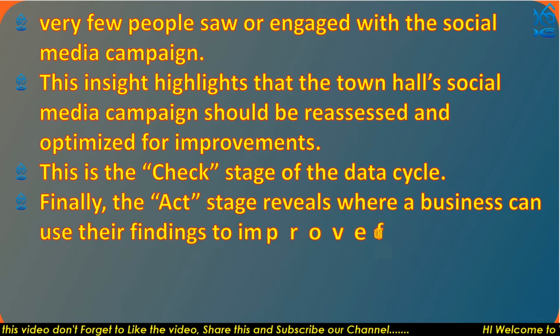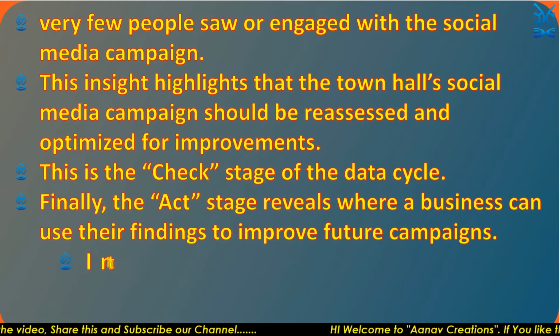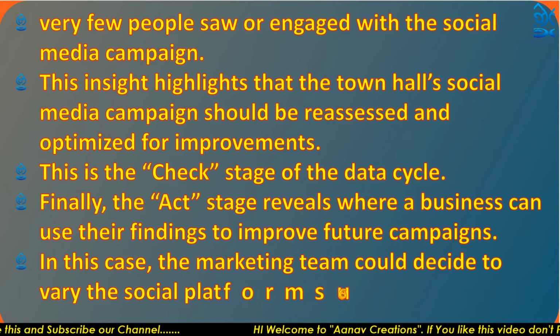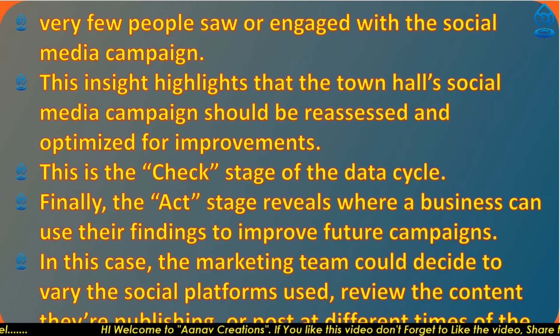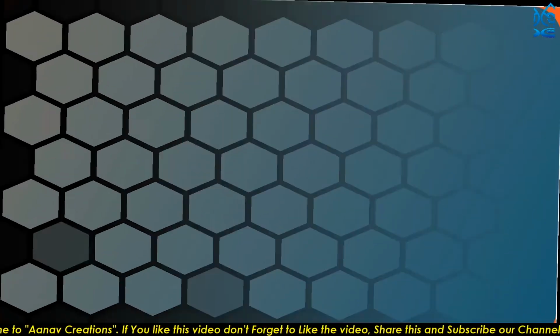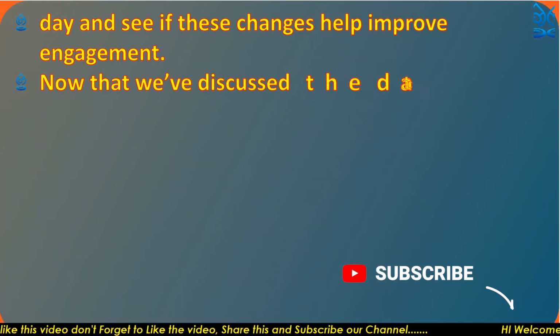Finally, the act stage reveals where a business can use their findings to improve future campaigns. In this case, the marketing team could decide to vary the social platform used, review the content they are publishing, or post at different times of the day and see if the changes help improve engagement.